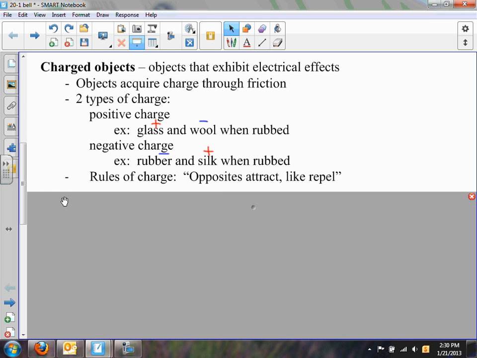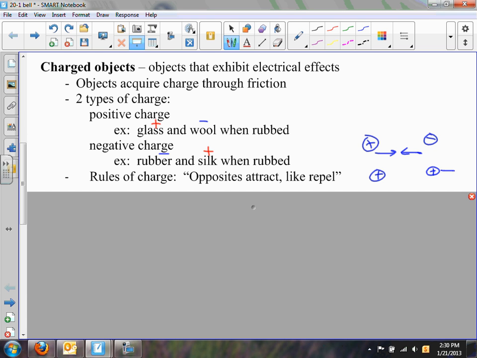The general rule for charge is opposites attract. So if you have a positively charged object and a negatively charged object, they're going to attract each other. They're going to come towards each other with some electrical force. Like charges will repel. So if you have two charged particles that are both positive, that one's going to want to shoot to the right, that one's going to want to shoot to the left.